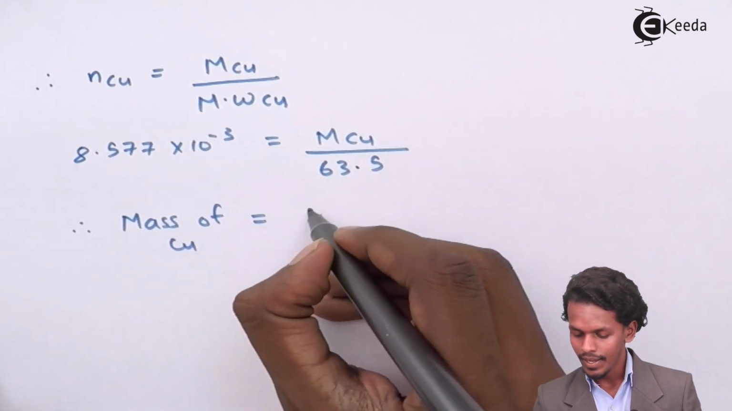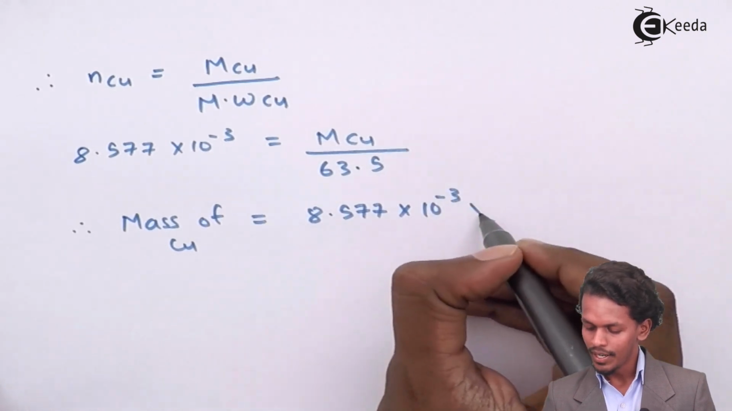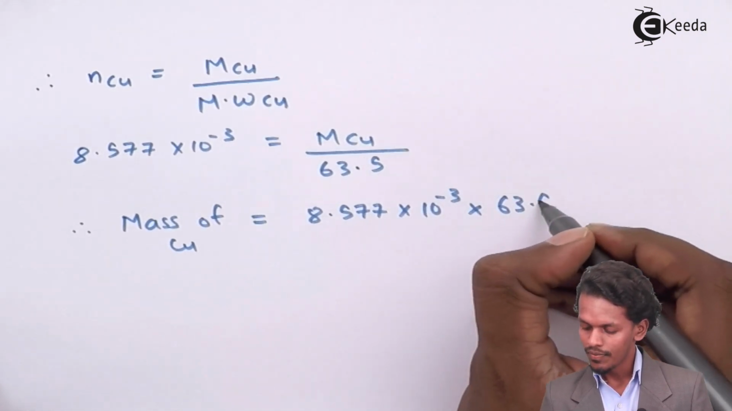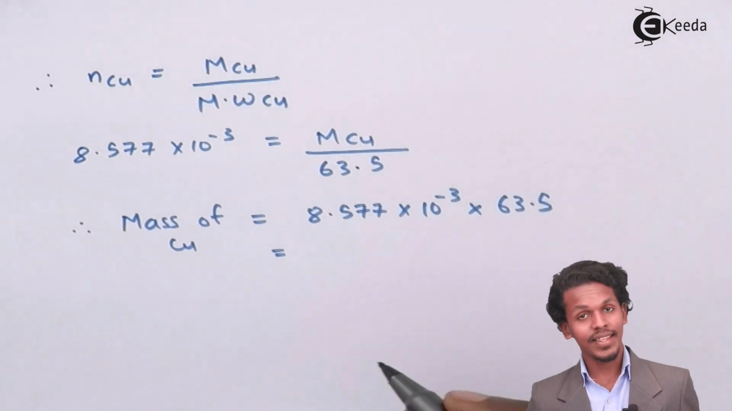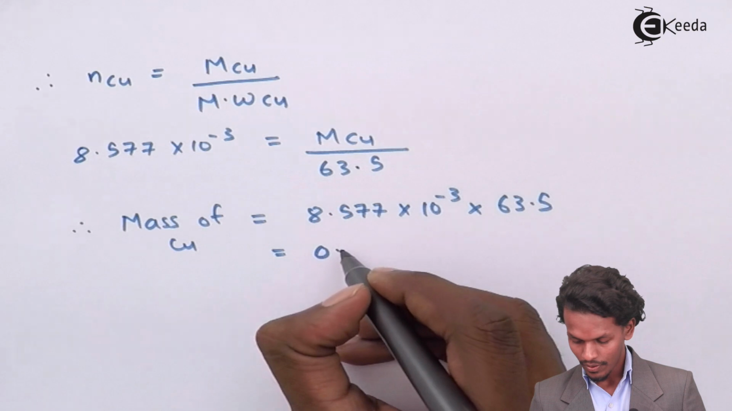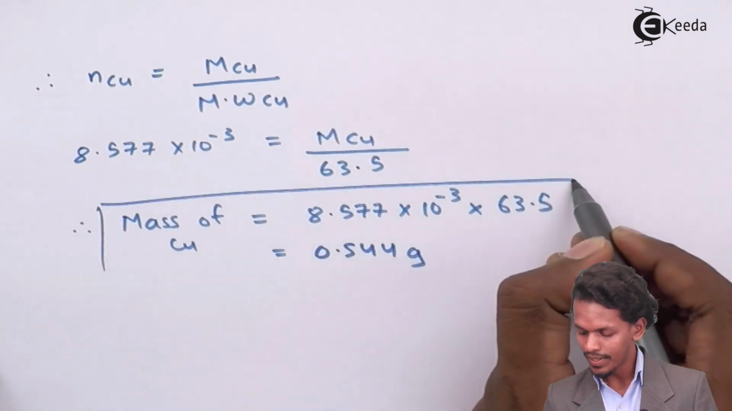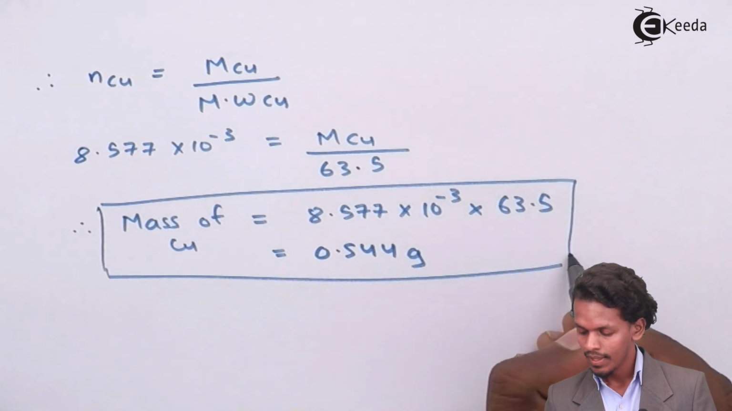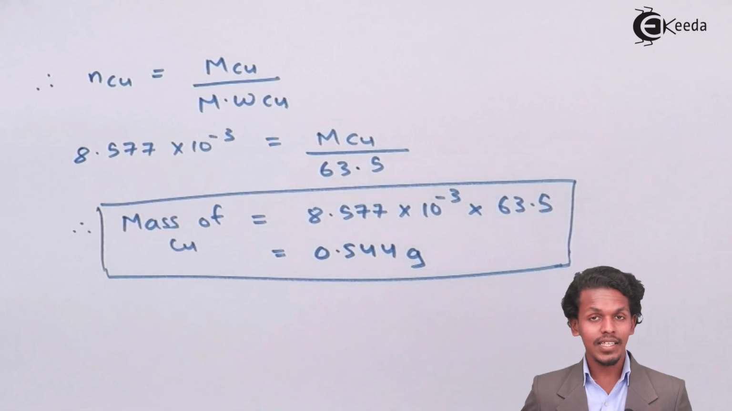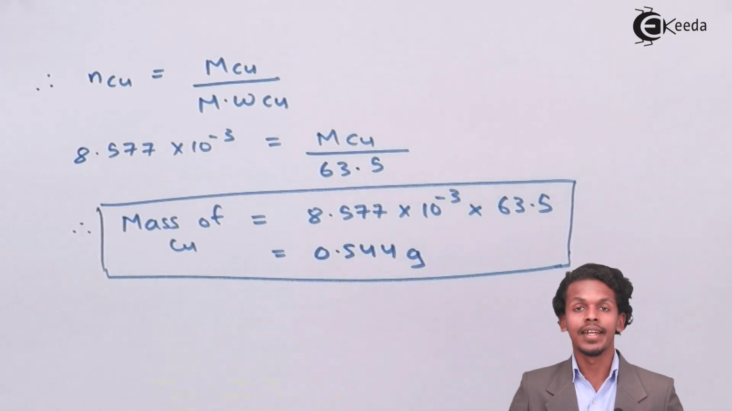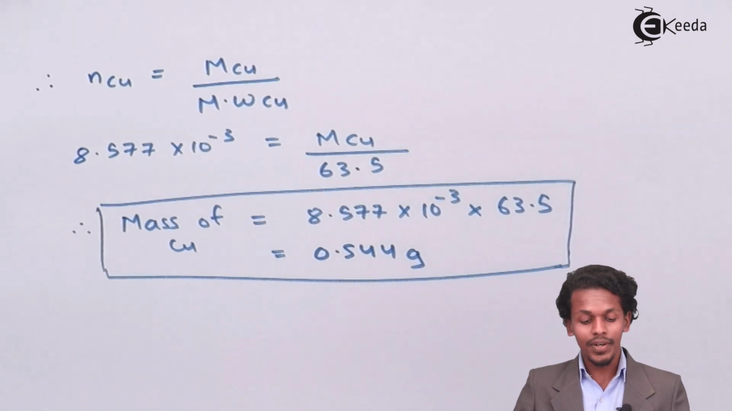So the mass of copper will be 8.577 into 10 raised to minus 3 into 63.5. If we calculate this, we get the answer as 0.544 gram. So this is how we could calculate the amount of a particular substance involved in a series of cells that are connected with each other, following Faraday's second law. So this was very simple to calculate.